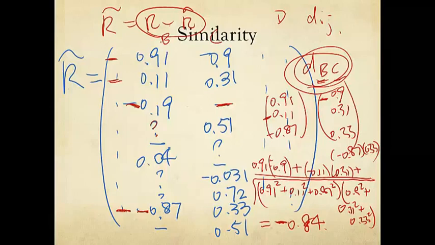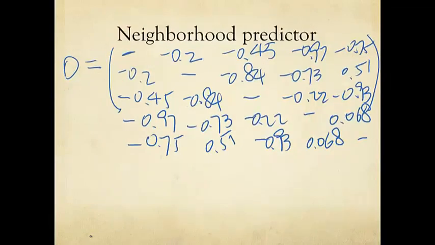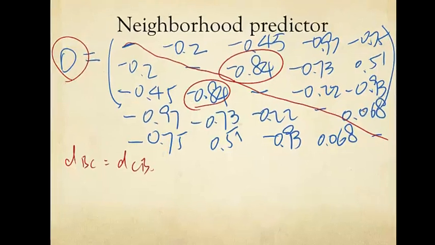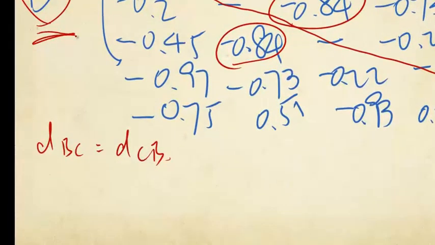Now we can do this for all the pairs of movies to come up with this entire matrix D here. The diagonals don't matter, so just cross them out. The off diagonals are symmetric because the way we define it, DBC equals DCB. Indeed, this is DBC or DCB, same thing, minus 0.84 as we just calculated, and you simply follow the same structure for the rest of the entries. That's the end of step 3. We have constructed the similarity matrix.